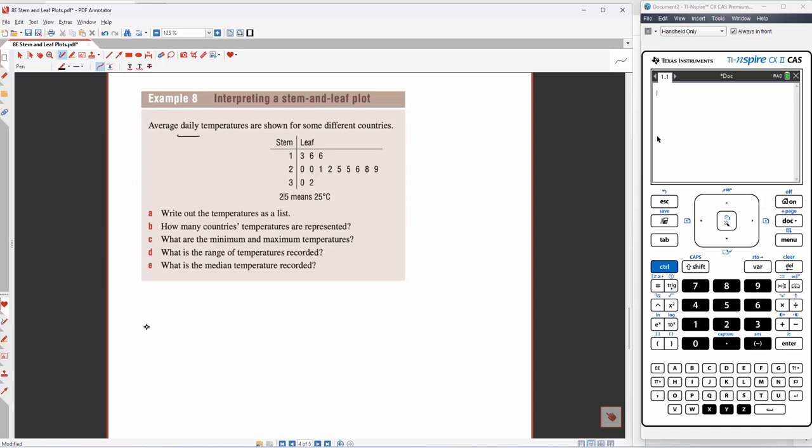So I'm going to start with the lowest one. So 13 is the first temperature, 16, 16. Now I'm going to do this line here. So 20, 20, 21, 22, 25, 25, 26, 28, 29, and then the ones in the 30s, 30 and 32. So that's that. Right, how many countries' temperature are represented? 1, 2, 3, 4, 5, 6, 7, 8, 9, 10, 11, 12, 13, 14. We have 14 countries in total.